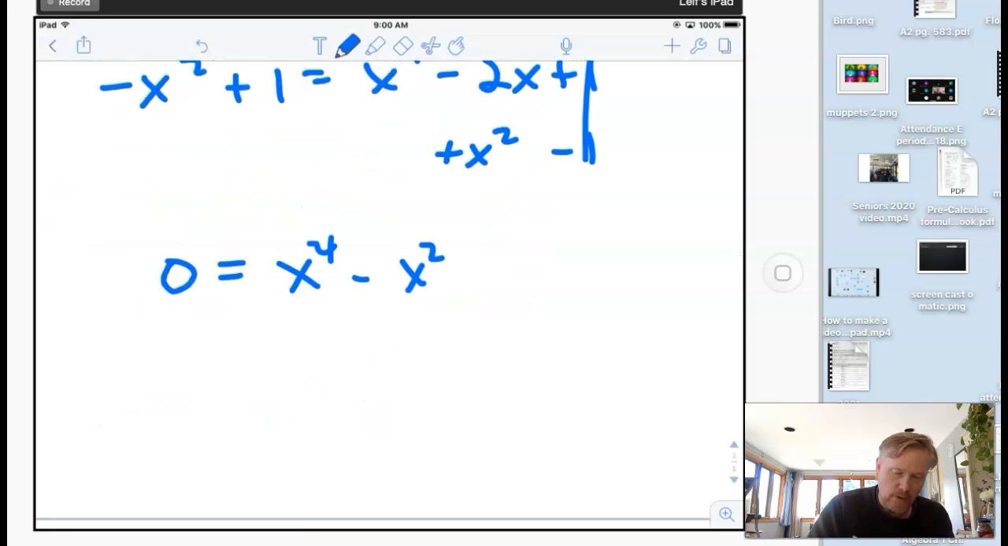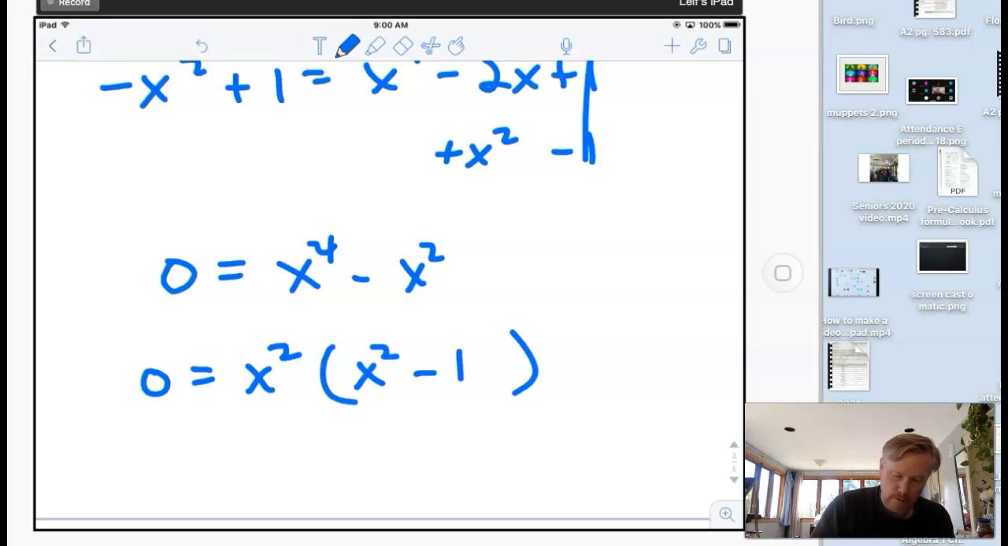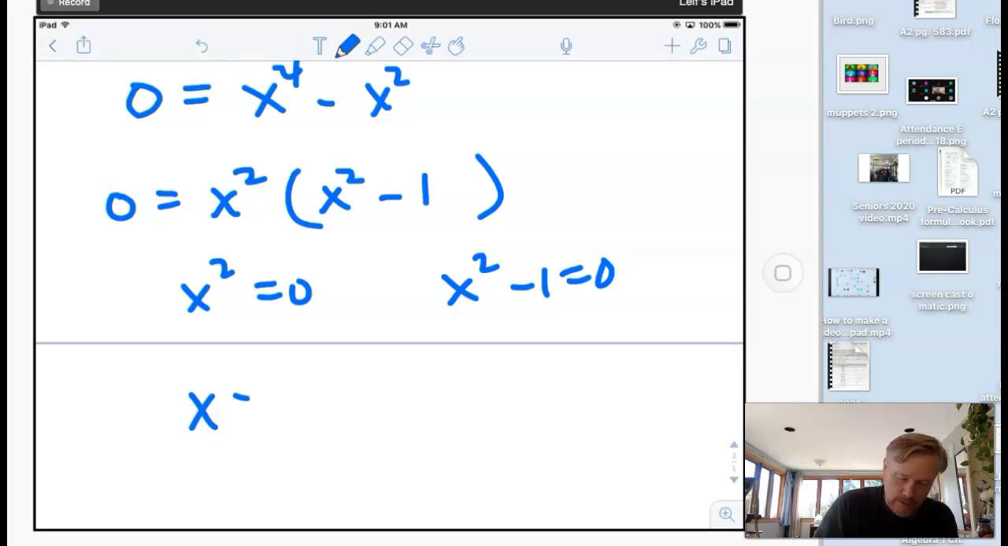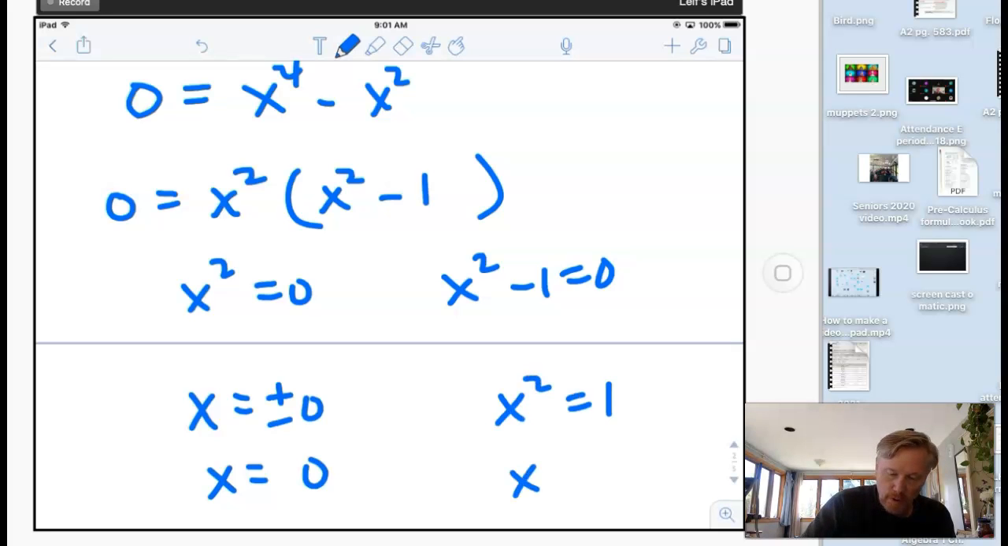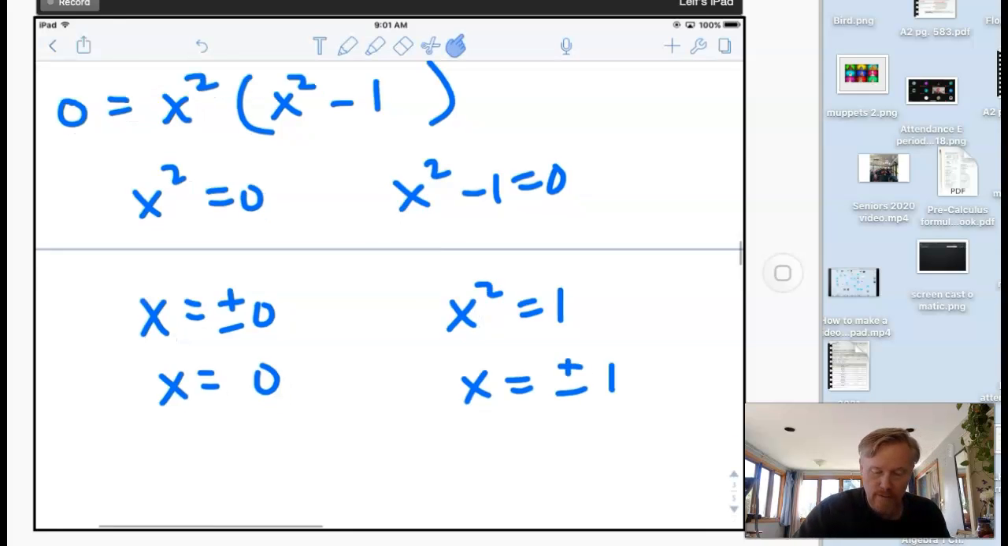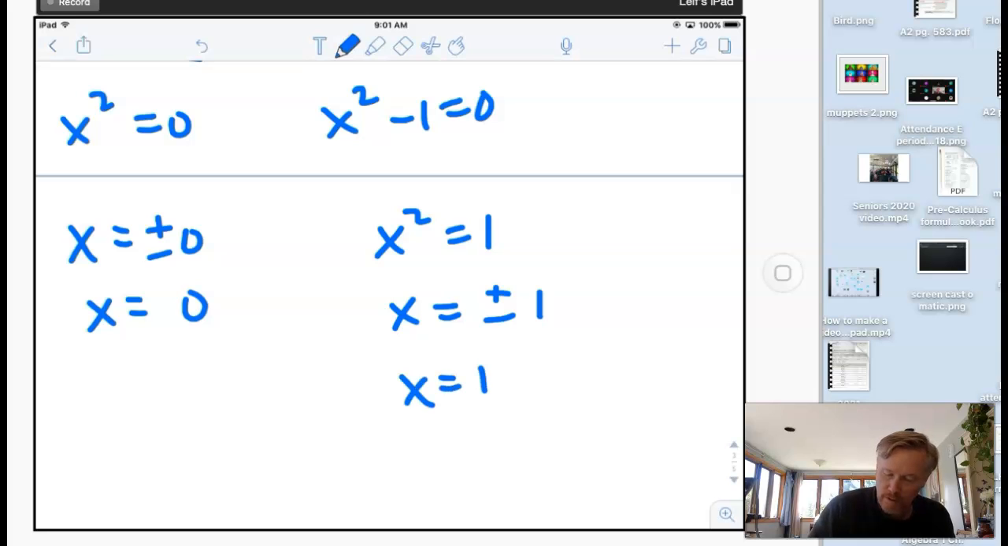All right, great. So this one will be interesting. So I could pull an x squared out of both of those, right? Which leaves me with x squared minus 1, okay? So I'm going to have several answers here. I got x squared equals 0, and I got x squared minus 1 equals 0. So when I solve these, I get x equals plus or minus 0, which is just x equals 0, right? This one, I get x squared equals 1, so x equals plus or minus 1. That one you gotta have two answers, so I got x equals 1, x equals -1, and x equals 0.